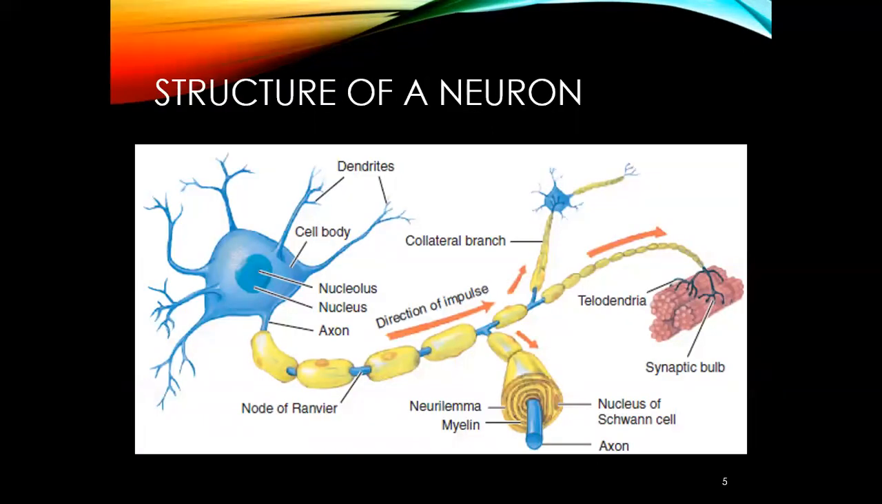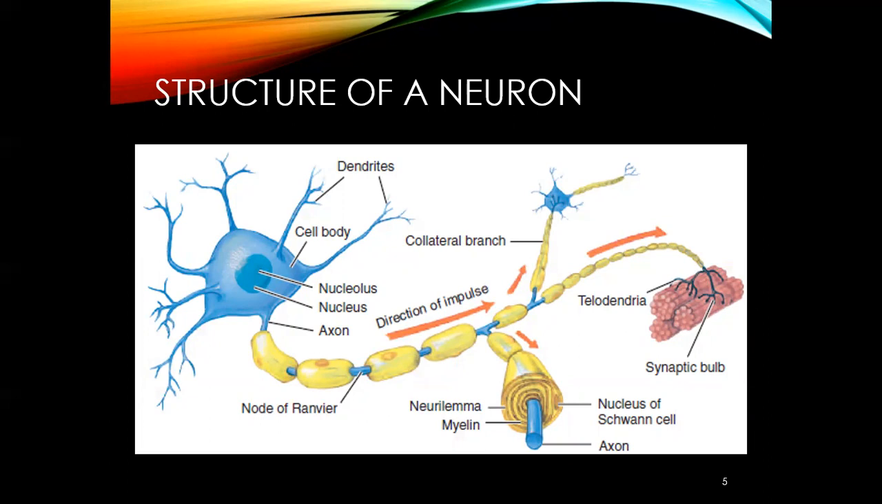This is the structure of a neuron. So if we look at it, we see the cell body, the nucleus and nucleolus of the cell. We see the dendrites, or the branches coming off of the nerve cell. We also see the axon, which connects to the Schwann cells and the synapses.